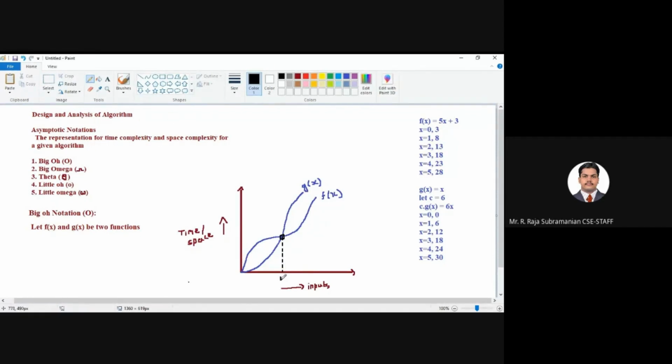If k is equal to 0, what will happen? From the starting point itself, g of x is greater than f of x. That is the meaning, right? So this is what I fix as the k value. Am I making it clear?